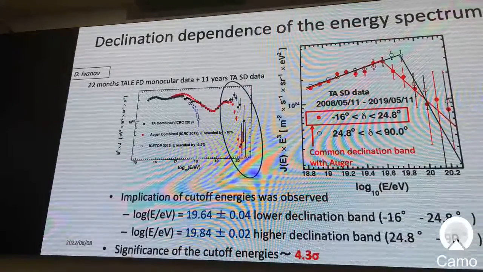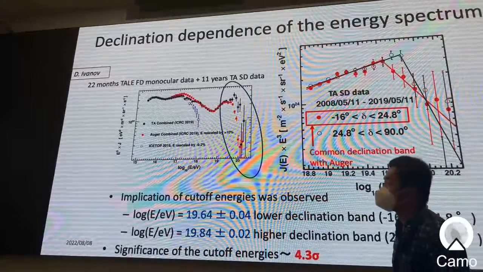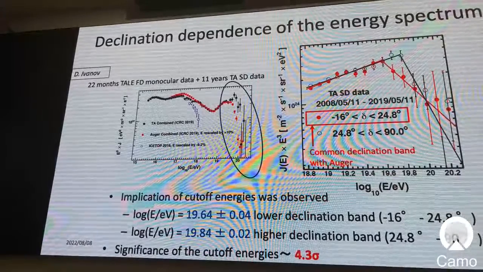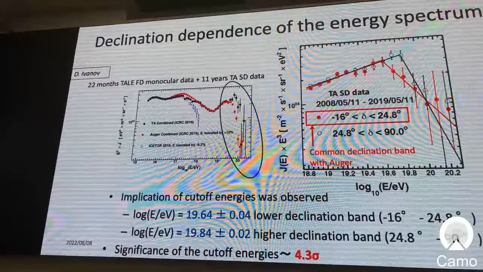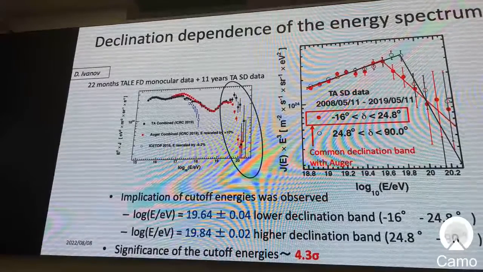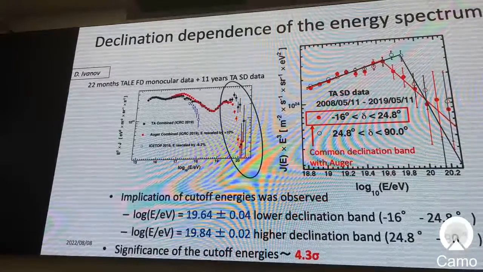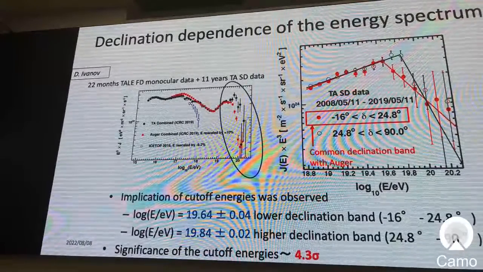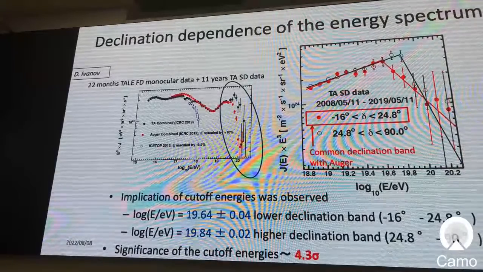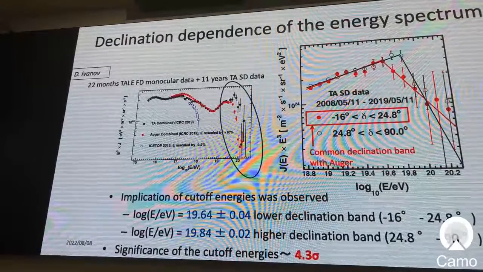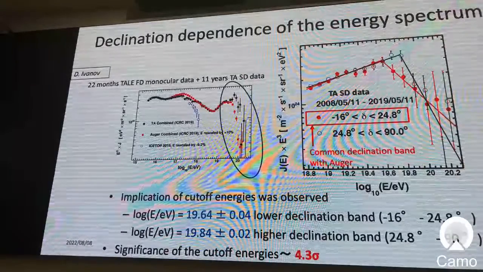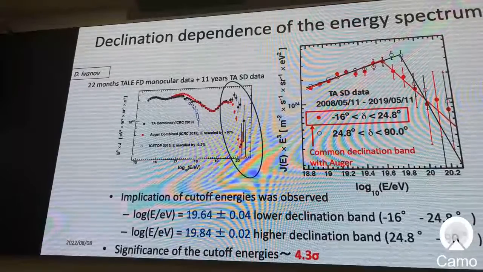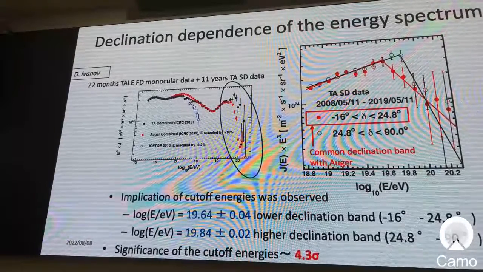So triggered by this discrepancy, we started to discuss in the Auger and TA working group of energy spectrum. And also in the TASD, we separated our energy spectrum into 2 regions. One is the energy spectrum in the common declination band with Auger, and the other is outside of the common region.